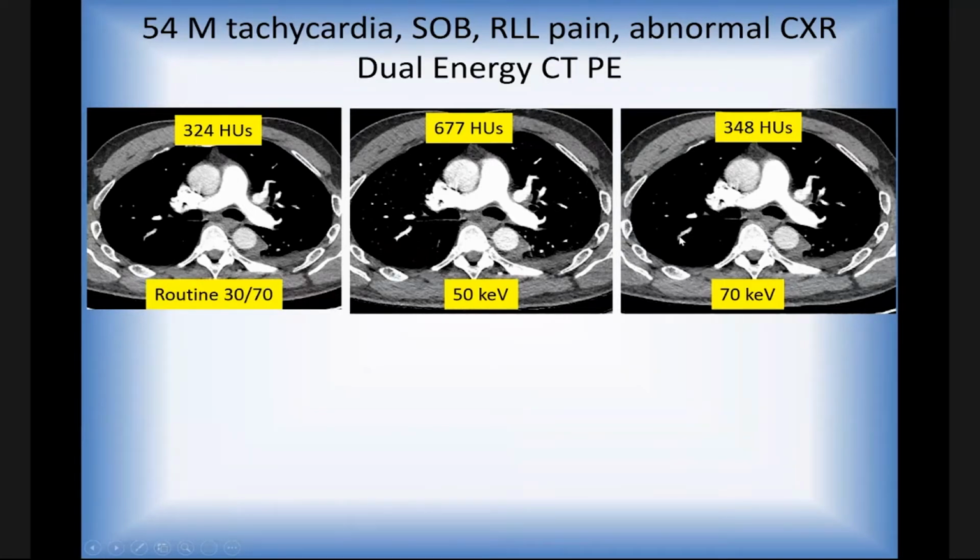So if we have good contrast enhancement at the beginning, the low energy images don't help much, because we already did well at the beginning. But if we do not get a good enhancement, suppose we get 200, it's not diagnostic. 200 is too low, it's suboptimal enhancement. With low energy, the 200 will become 400. So a 400 turns a non-diagnostic study into a diagnostic study. That's how the dual energy will help us for the PE.